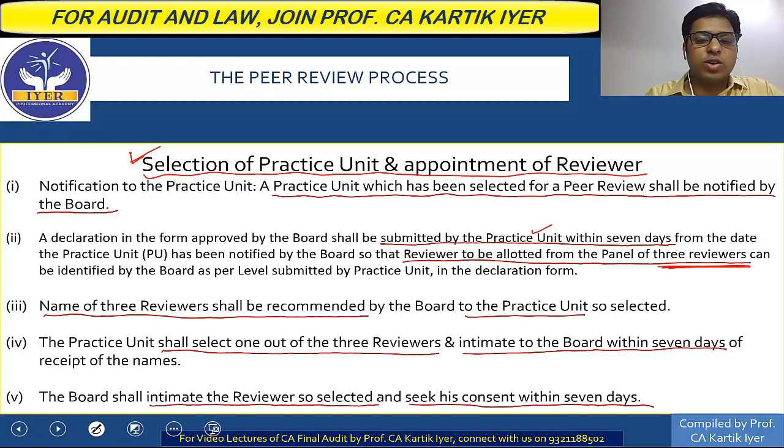Next, names of 3 reviewers shall be recommended, as I said, by the board to the practice unit so selected. So the board will place the names of 3 reviewers before the practice unit. The practice unit shall select 1 out of the 3 reviewers and intimate to the board within how many days? Within 7 days of the receipt of the names.